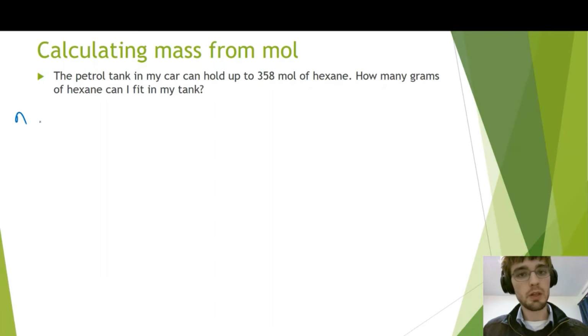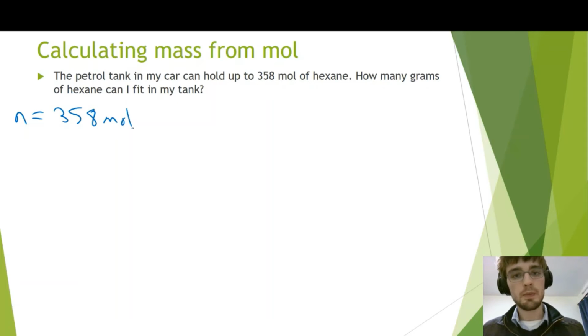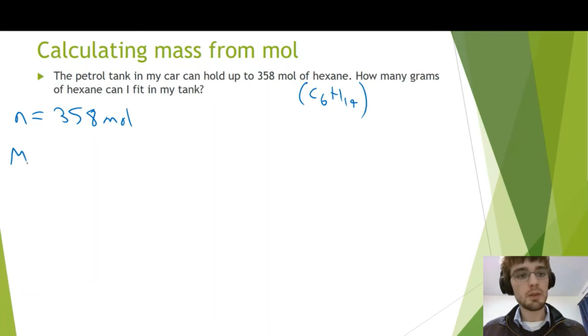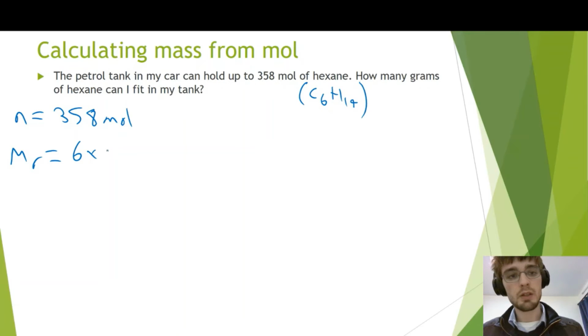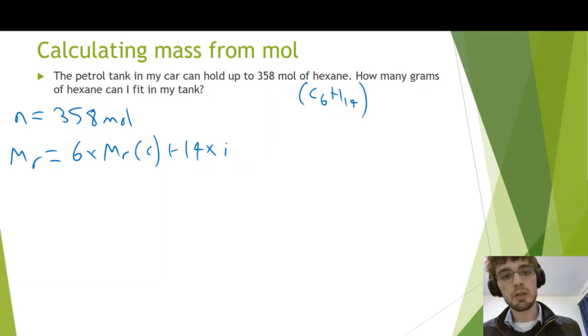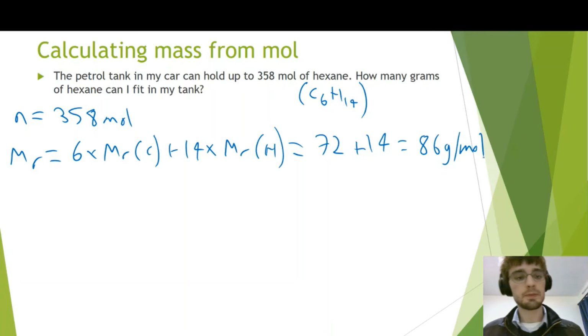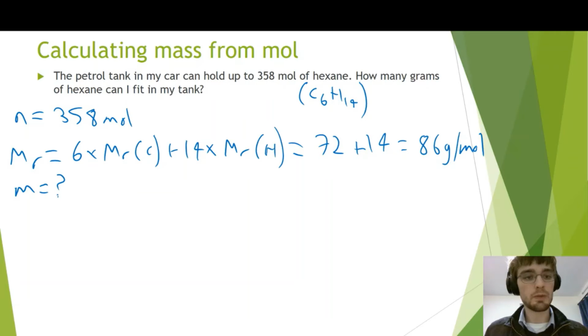So we know that the amount is 358 mol, and hexane, by the way, is C6H14. So we know the relative molar mass is 6 times the mass of carbon plus 14 times the mass of hydrogen, which is equal to 72 plus 14 equals 86 grams per mole. And the mass, we don't know.